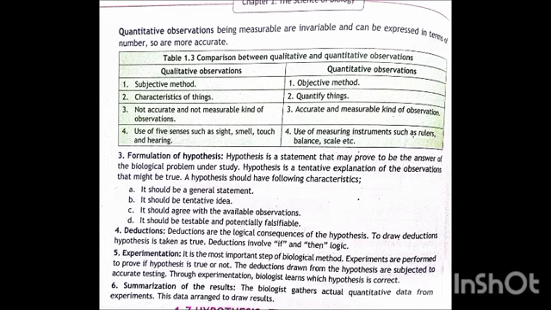Okay, so let's revise the steps. Number 1 is the problem, which is ask a question. Second one is the observation, which can be quantitative or qualitative. Third one is make a hypothesis. Fourth one is the prediction or the deductions, fifth one is the experiment, and last one is the conclusion.